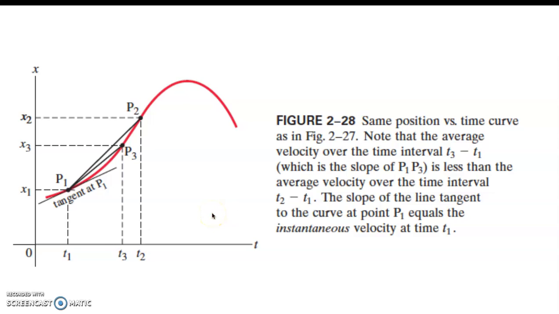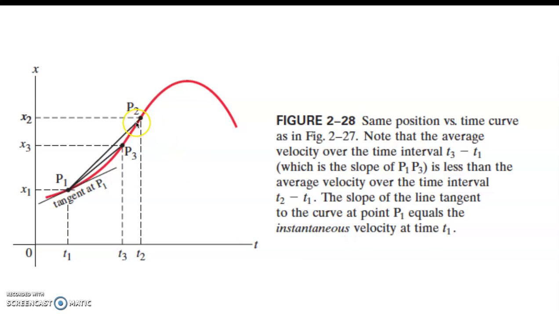Same graph as before. Now we want to see the interval T3 to T1. And we see that the average velocity between T3 and T1 is different than the average velocity between T2 and T1. If we pick a point on the line and draw a tangent, the slope of that tangent line is called the instantaneous velocity.